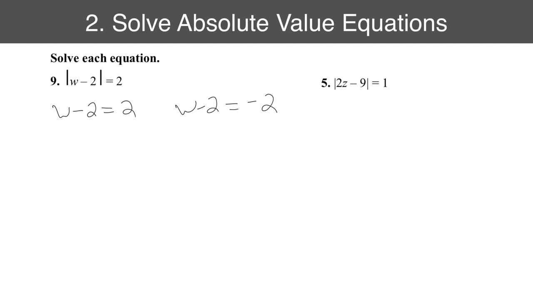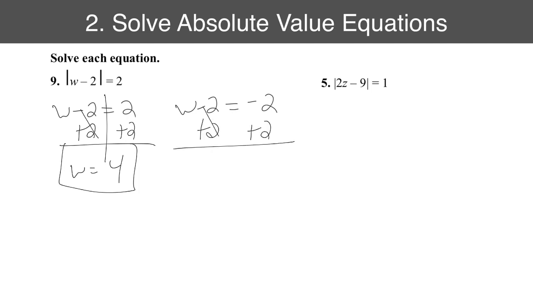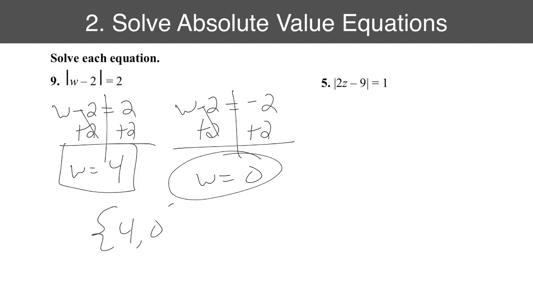On the one on the left, we're just going to add 2 over, and 2 plus 2 would be 4. So your first answer is 4. On the second one, you're going to add 2 over, and negative 2 plus 2 would give you 0. So your answers are 4 and 0. Now if you want to get fancy, you can put these in braces, and you can write 4 comma 0. So those are your answers, 4 and 0.